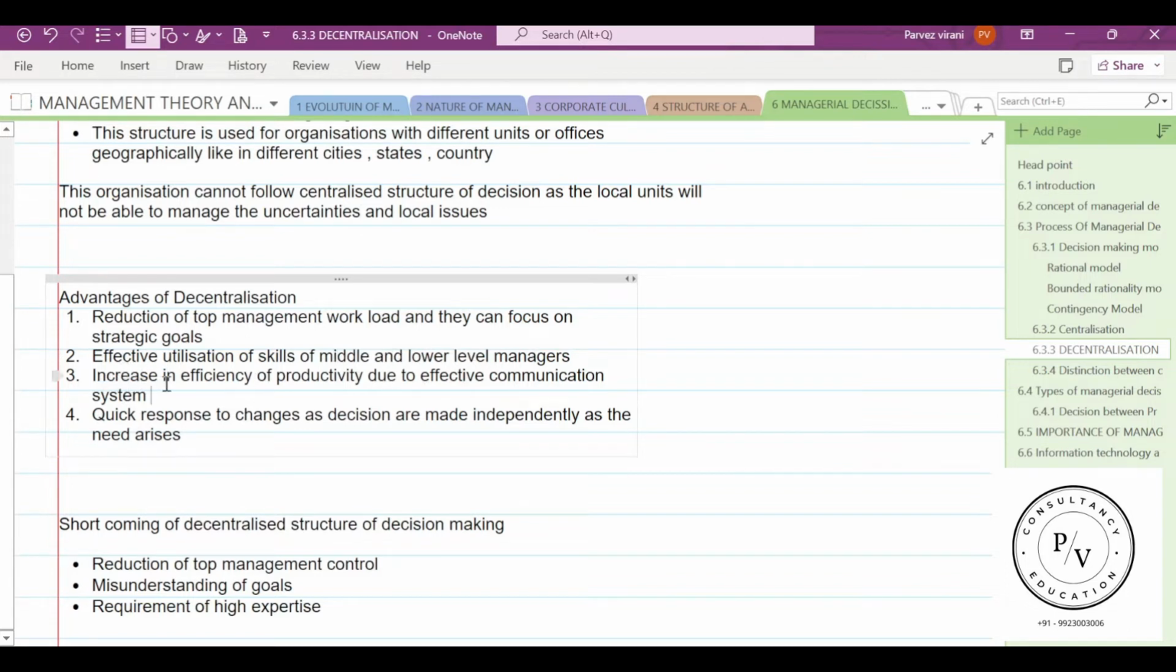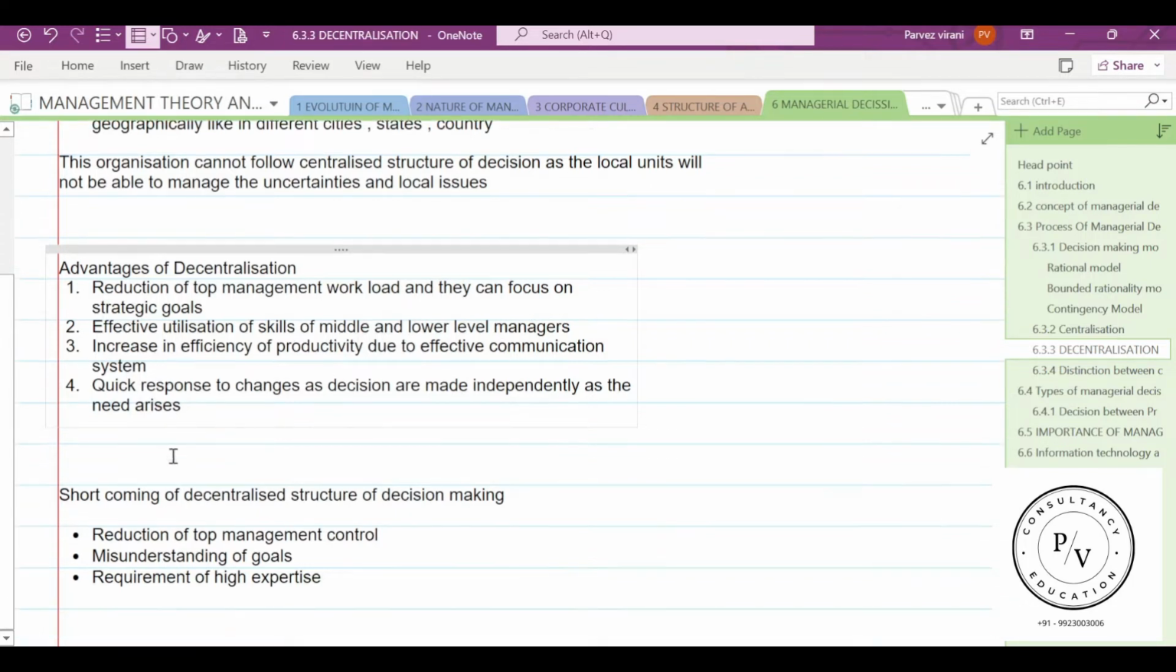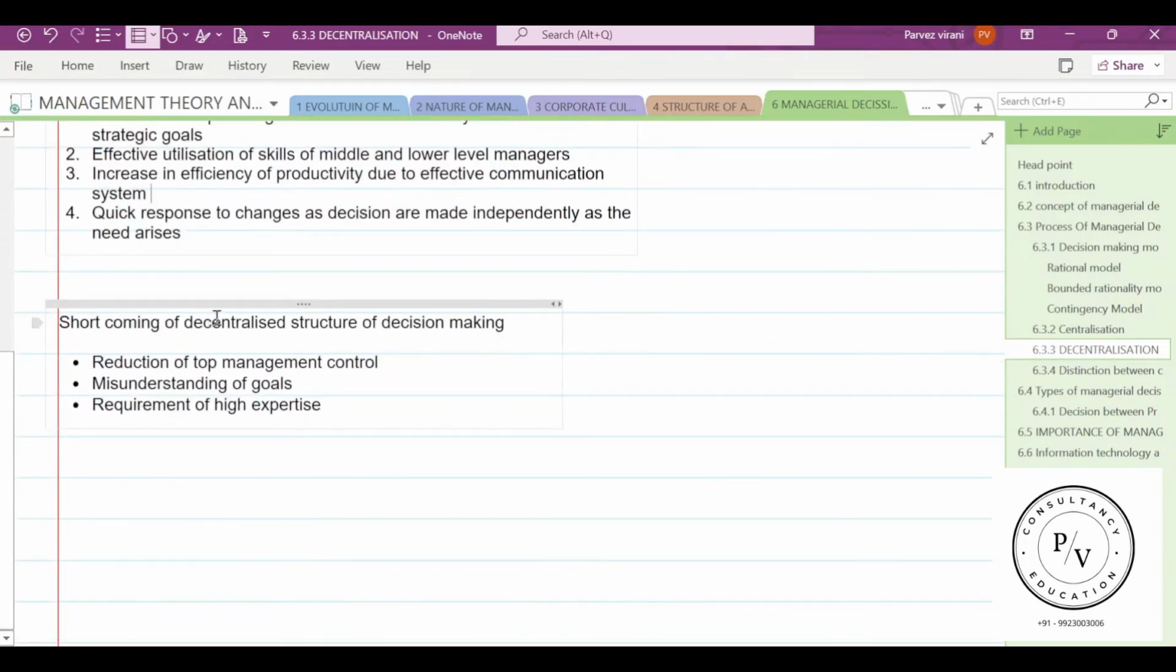Increase in efficiency and productivity due to effective communication system. Quick response to changes as the decisions are made independently as the need arises. Shortcomings of decentralized structure of decision making: reduction of top management control, misunderstanding of goals, and requirement of high expertise are the shortcomings of the decentralized structure of decision making.